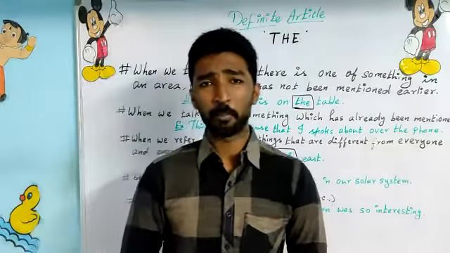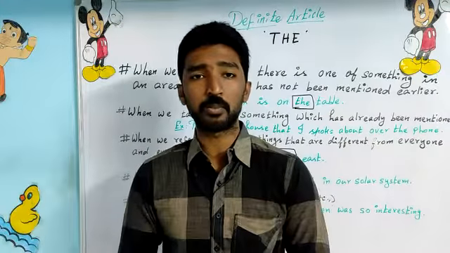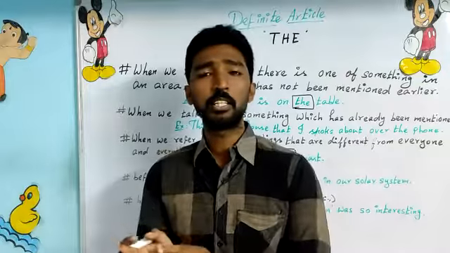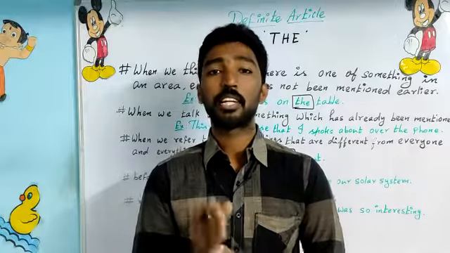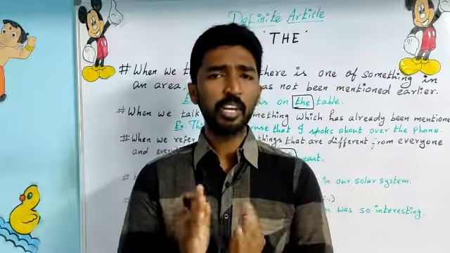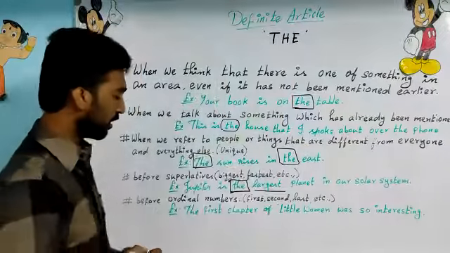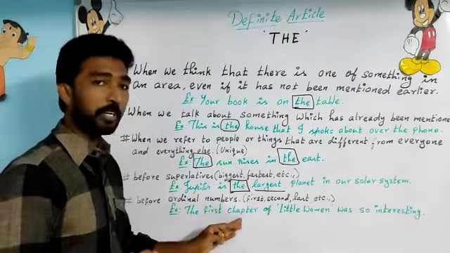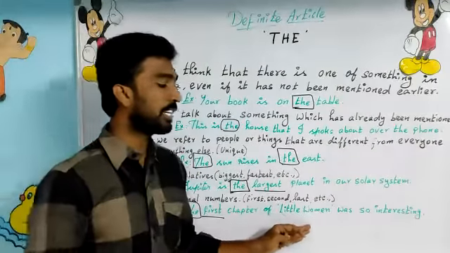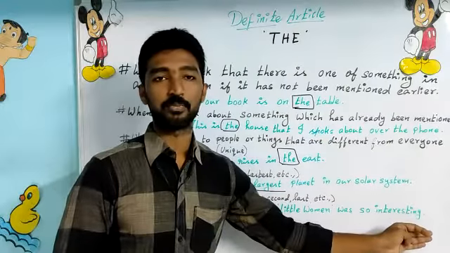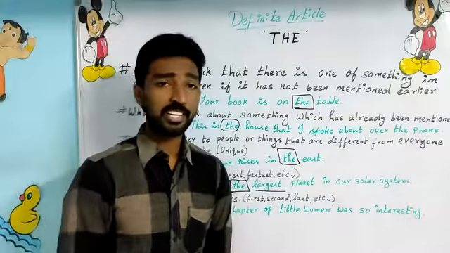And the last rule, before ordinal numbers. What are ordinal numbers? Ordinal numbers are those that define the position: first, second, third, fourth, fifth, sixth, last, 10th, 11th, 12th. Yes, they define the position. When we use those ordinal numbers, we can use the definite article the. The first chapter of Little Women was so interesting.